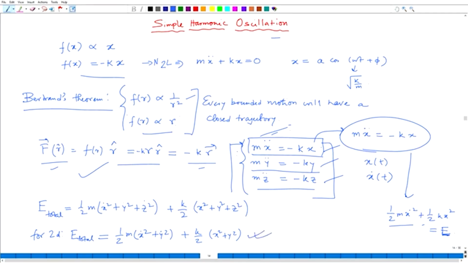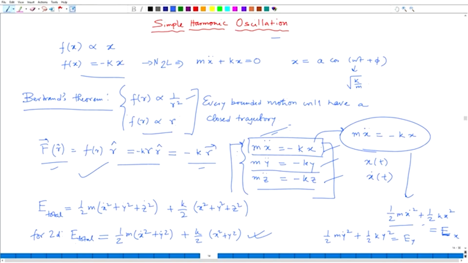You see that this quantity is separately conserved and this quantity is also separately conserved. I can write them as Ex and Ey, and both of them are separately conserved, and that is why E total, which is the sum of Ex and Ey, is also conserved. From this equation it is pretty easy to show that.